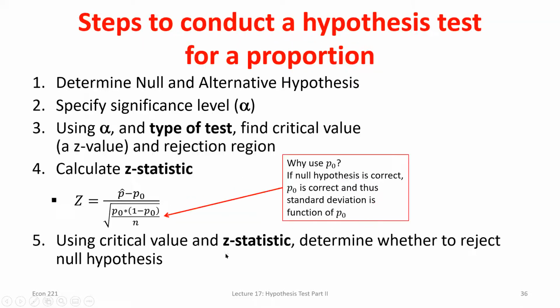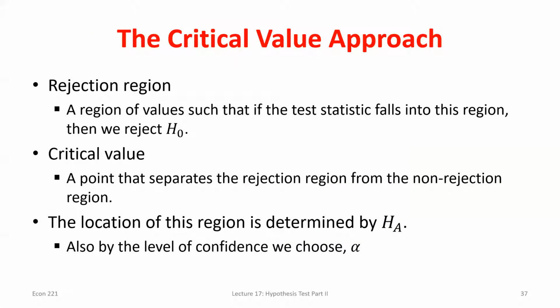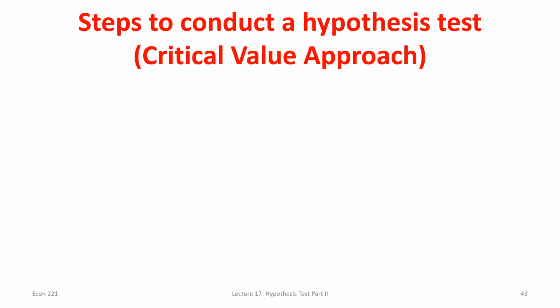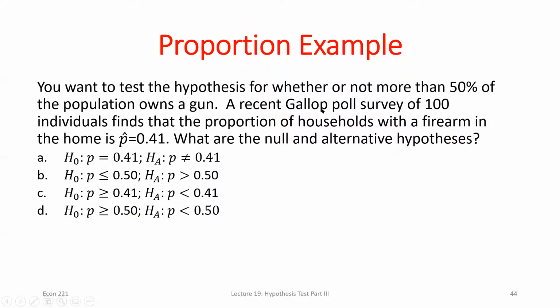Okay. And I already mentioned here, the reason why we're using the assumed true proportion in our denominator is because we really should be using the true population proportion, but all we have is the assumed true value. Okay. We'll skip the critical value stuff. Keep going. There we go.